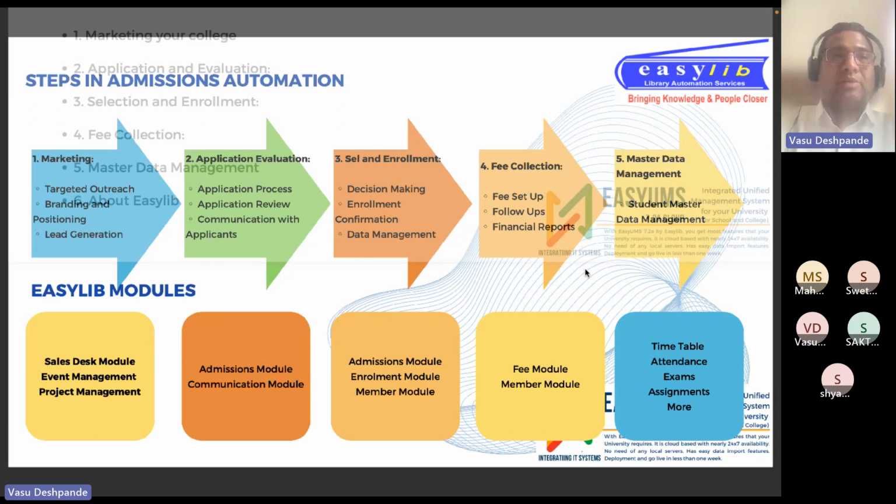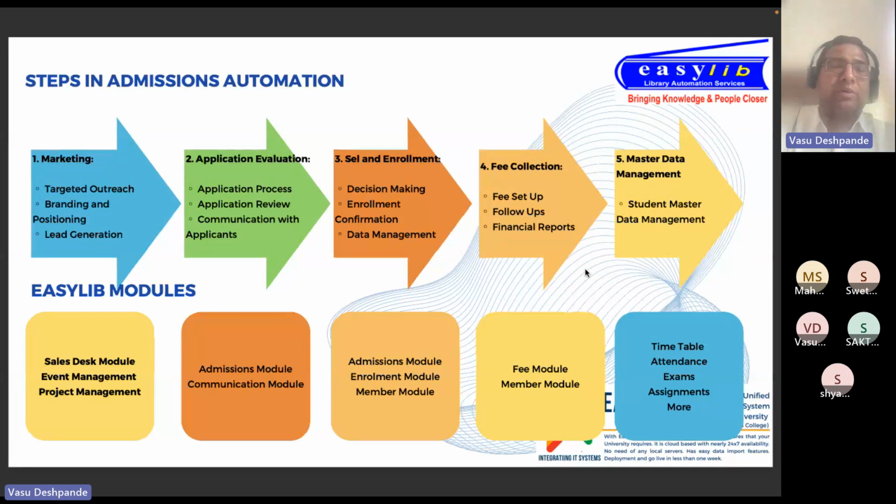So the steps involved are, first is the marketing portion. We'll go in detail. Then the application evaluation, selection and enrollment, fee collection, master data management. When we talk about the admission automation, these are the 5 steps that we are looking at to be automated as far as the admissions is concerned.